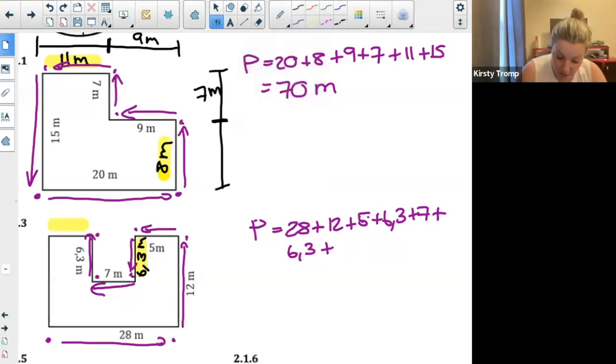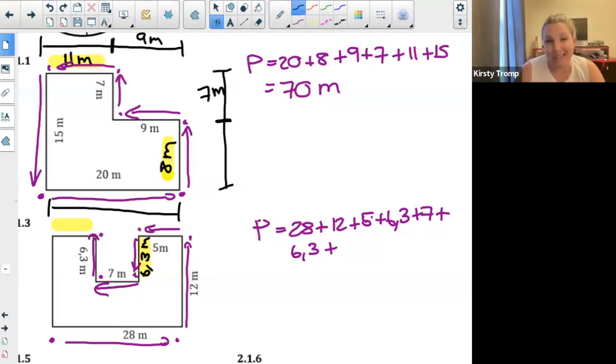Well, altogether, we know that this whole line is equal to 28. How do we know that's equal to 28? Because on the bottom, it's 28. From this point to this point, it's 5. From this point to this point, it's 7. So what are we going to do? We're going to say 28 minus 5 gives us 23. Minus 7 gives us 16. Plus, so this one was 16.